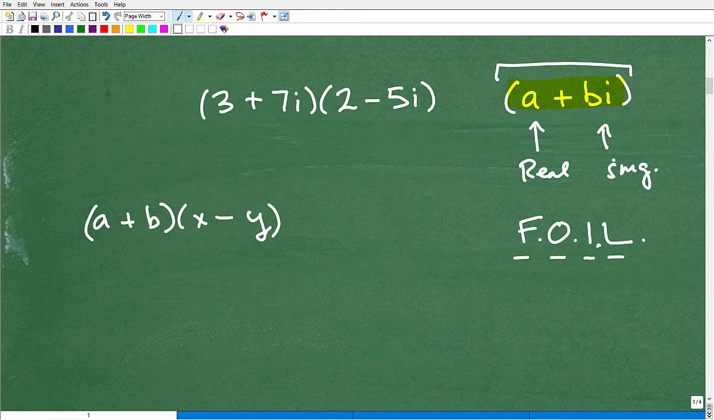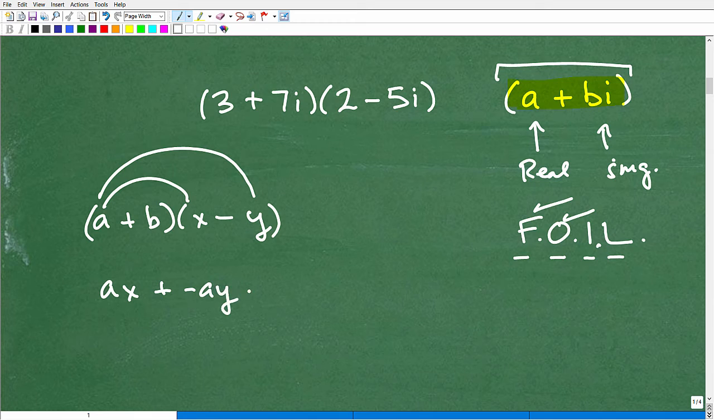So let's just do this one real quick. a plus b times x minus y. The first is a times x. That's the first. Outer would be these guys, the outers, so a times negative y, which is negative ay, for example.